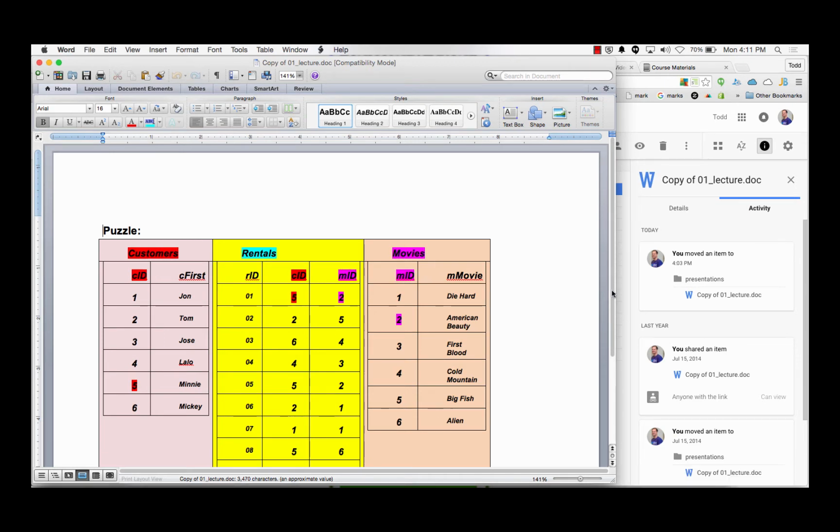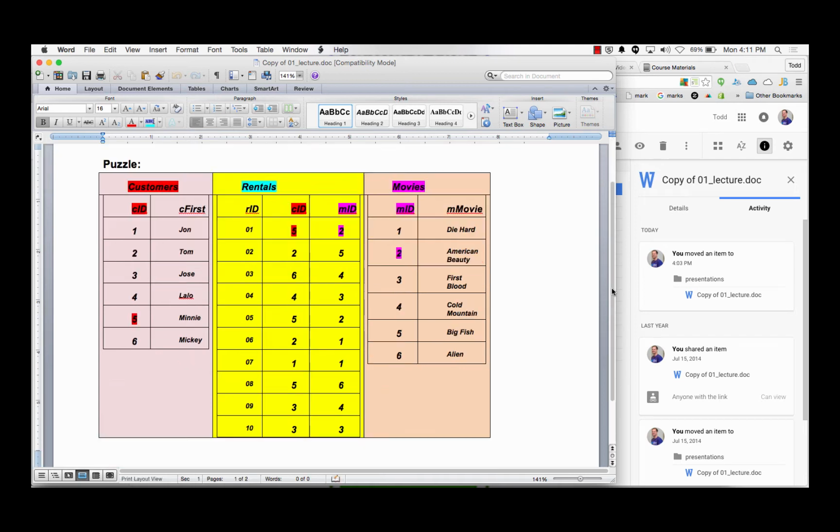So we already looked at this. This is basically how a relational database works. We've got the customers table over here on the left, which would be these fields. And then we have the movies table over here on the right, which would be those. And then we have the rentals table in the middle. I tried to distinguish them a little bit with different colors.